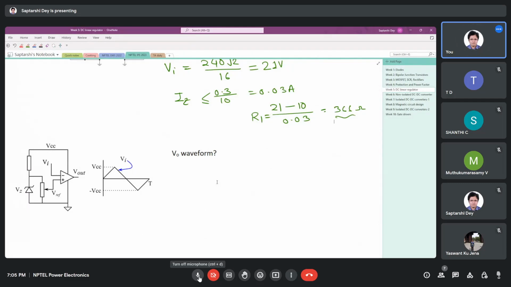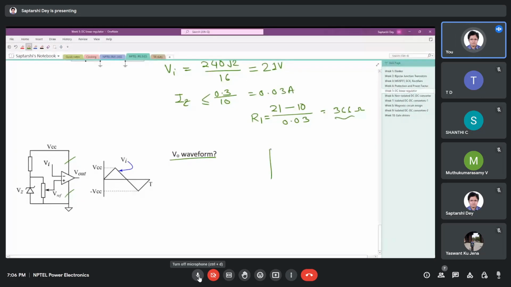Last question for today. See, these things are okay. What we have to do is draw the V output waveform. Now, you see, in this case the op amp is in comparator mode. There is no feedback. These things here are power supplies to the op amp. The op amp is getting a positive power supply VCC, and its negative power supply VEE is grounded.